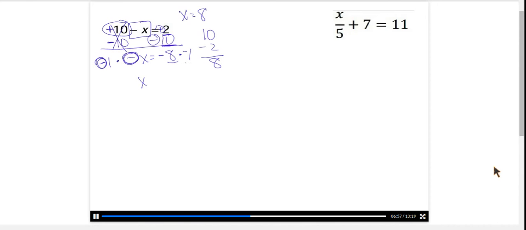So the same thing over here. 8 times 1 is 8. My signs are the same, so now my answer is positive. So I get x equals 8. And we already said we knew that from 10 minus 8 is equal to 2.